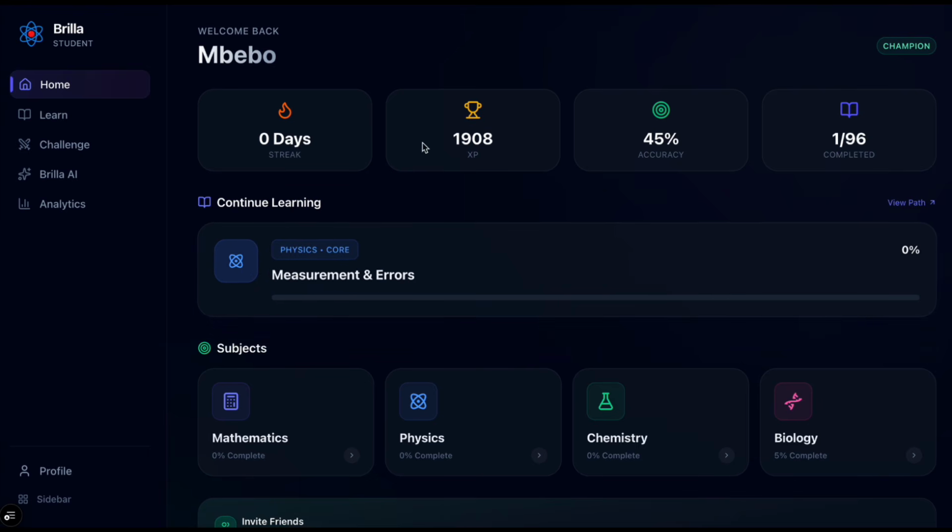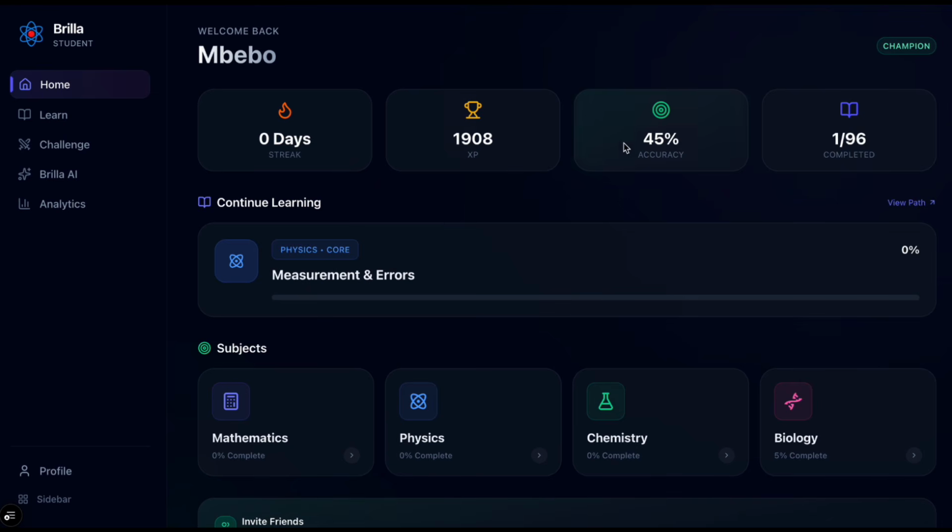So right now what you can see is my home screen, and I'm showing you the desktop view of the app. If you open it on your mobile device, it's going to look different. So if you go to students.brillalab.com, this is what you see. This is the home page.